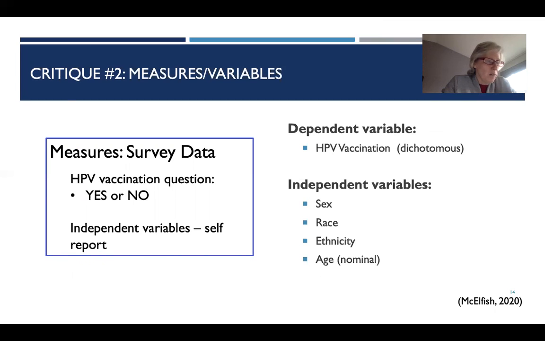So for this one, for the measures, they were looking at the survey data, and the question that was being answered in the survey data was, have you ever received an HPV shot or a vaccine? HPV stands for human papillomavirus. The vaccines are sometimes called Cervarix or Gardasil. And so the responses that they could answer were yes or no. And that makes this a dichotomous dependent variable. The independent variables were sex, race, ethnicity, and age.